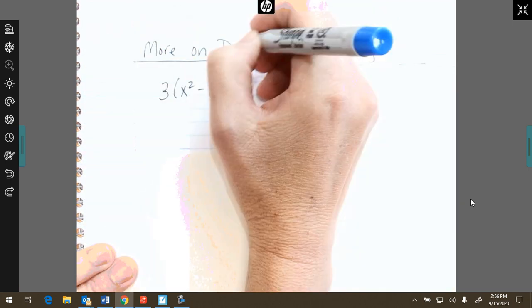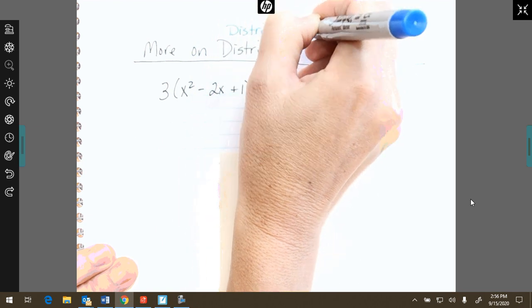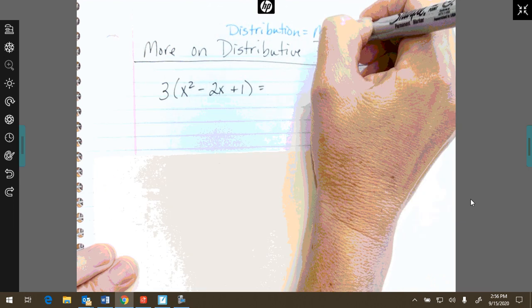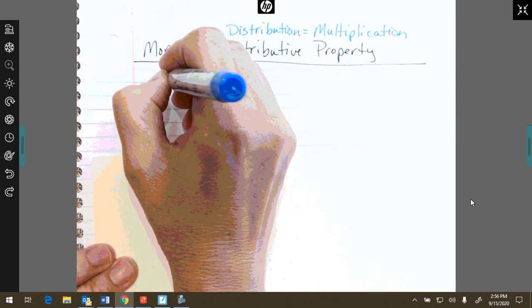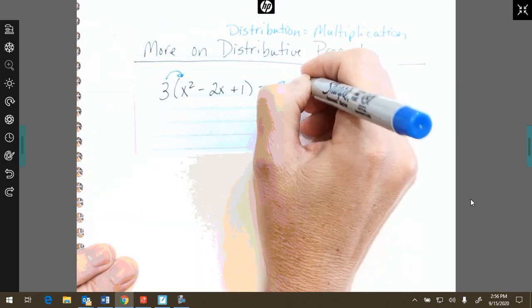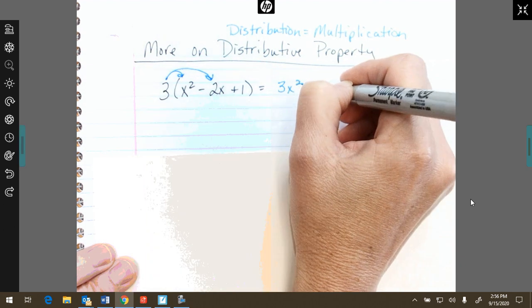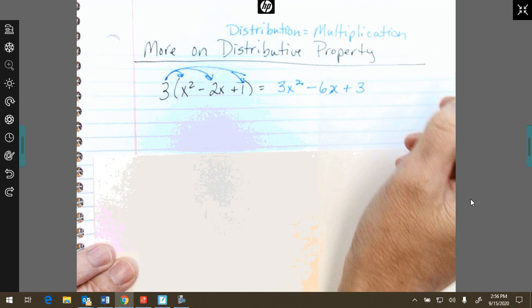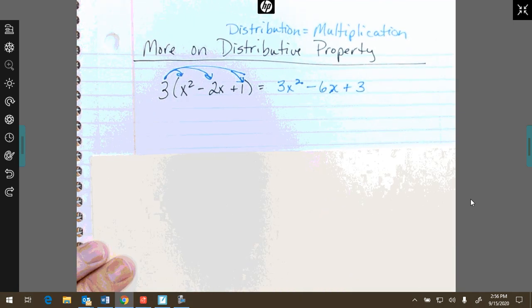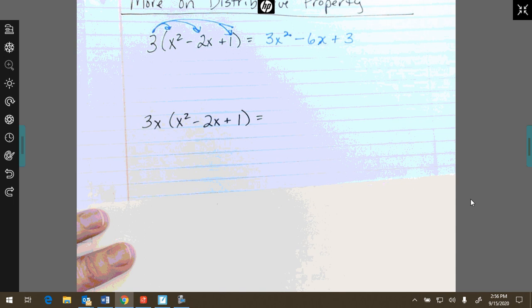Remember, distribution is multiplication. So I'm multiplying. 3 times x squared is 3x squared. 3 times negative 2x is a negative 6x. 3 times 1 is 3. Done.